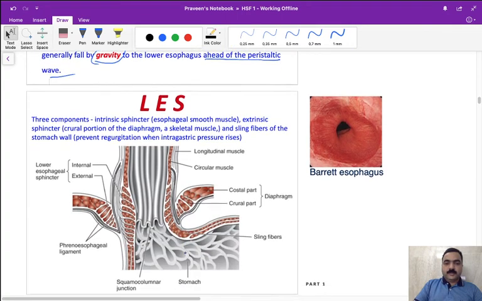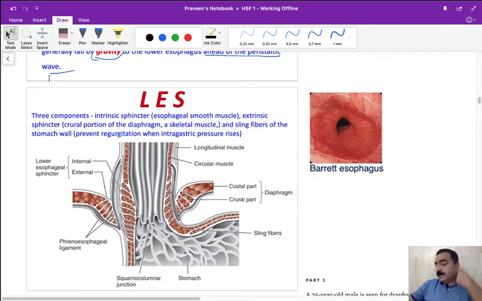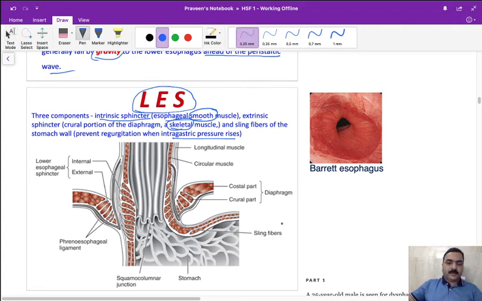Here comes a very important application aspect, the lower esophageal sphincter. There are three components. The intrinsic sphincter is smooth muscle. Then you have the extrinsic sphincter, which is a part of the diaphragm, a skeletal muscle. And there are sling fibers of the stomach wall that prevent regurgitation when intragastric pressure rises. The sling fibers will come and block the lower esophageal sphincter.